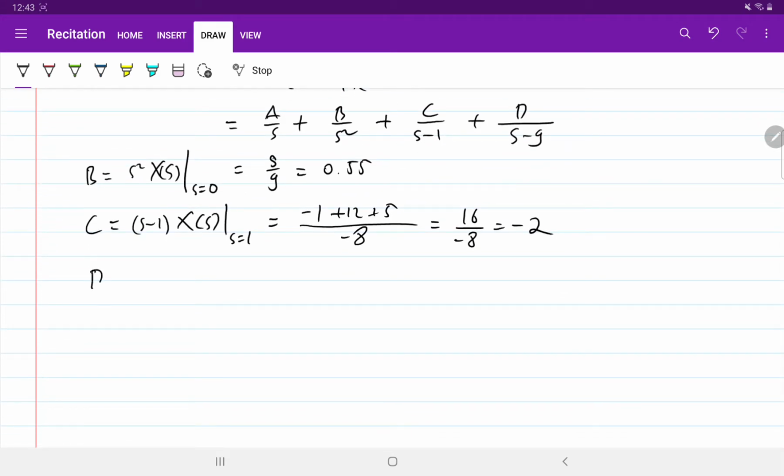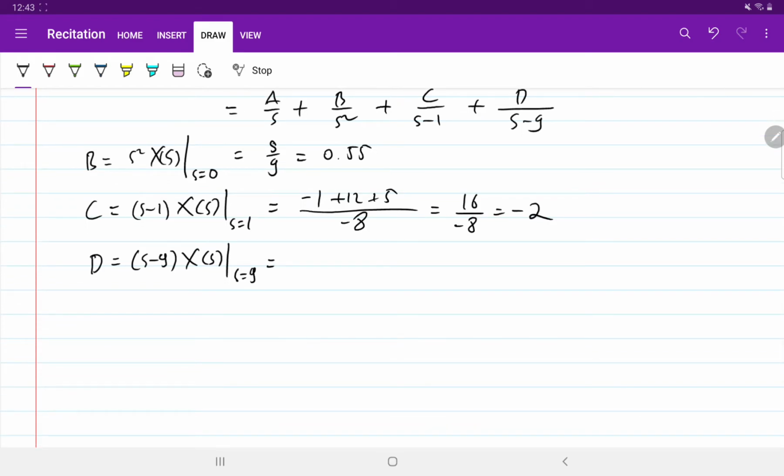Next is D. Similarly, D is (s minus 9) multiplied by X(s) when s is equal to 9. Okay, so this one you can compute as minus 9 cubed plus 12 times 9 squared plus 5, over 9 squared times 8, which is 31 over 81, which is approximately 0.38.